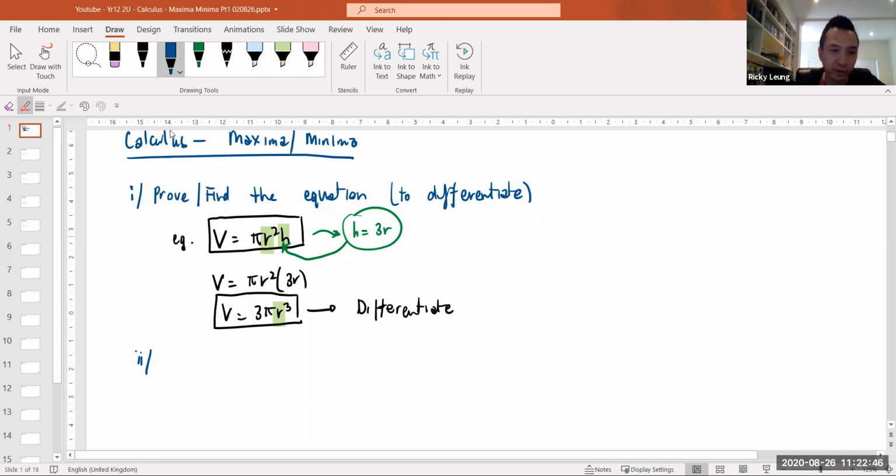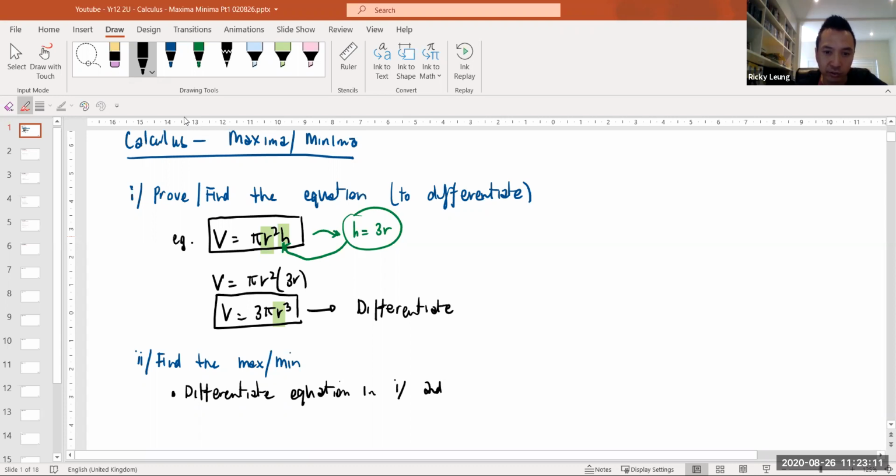where once we find it, we're gonna find the max or min. And to do this step, there's generally 3 parts. The first part is to basically differentiate the equation in part 1 and solve. That's crucial, right? To find the maximum minimum. And then we need to test for max min.